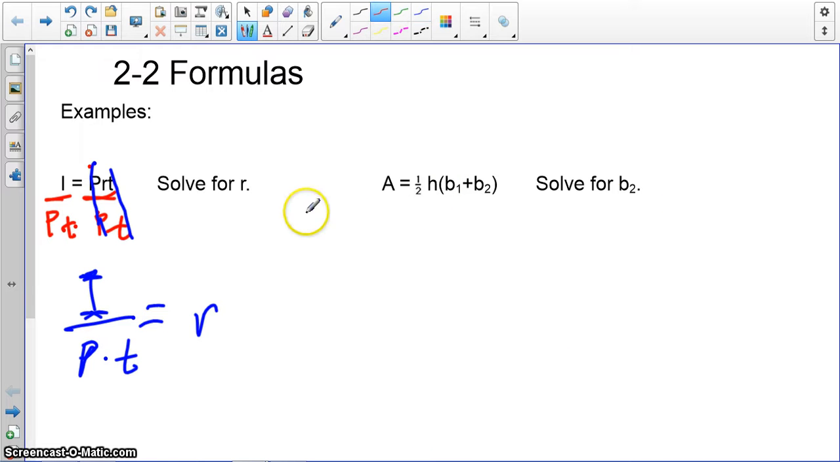Okay, so here, this is the formula for the area of a trapezoid. All right, trapezoid, you have two bases, b1 and b2. The height is the distance between bases. All right, let's solve for b2. This is purely the algebra.